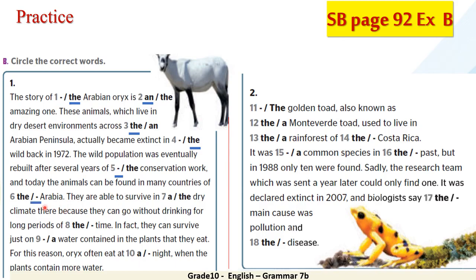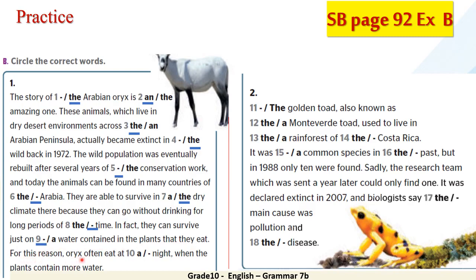That's correct. No article. They are able to survive in the dry climate there. So, the correct is the. Because they can go without drinking for long periods of, that's correct, long periods of time. In fact, they can survive just on water. Note here the word water is uncountable, so it takes no article. Contained in the plants that they eat.